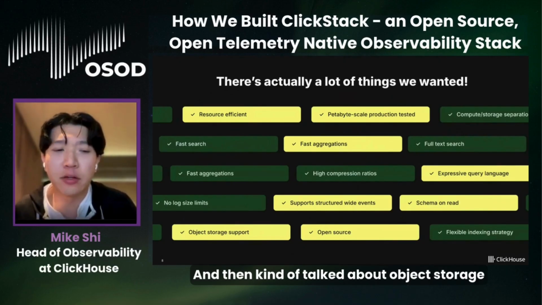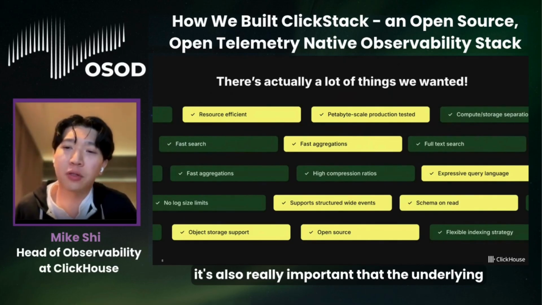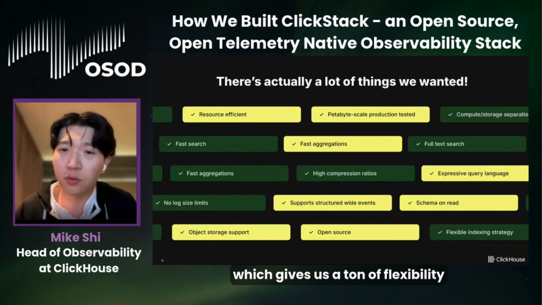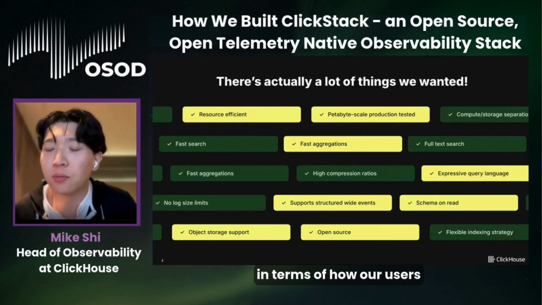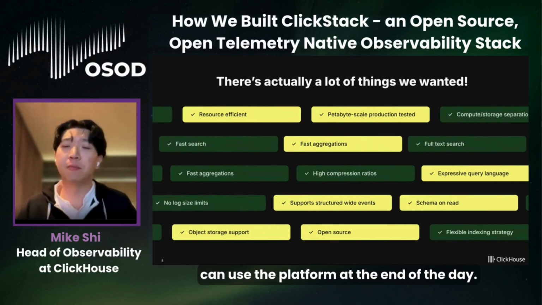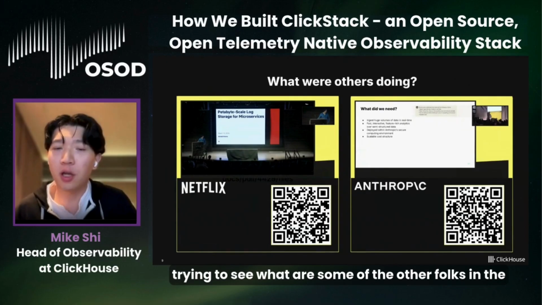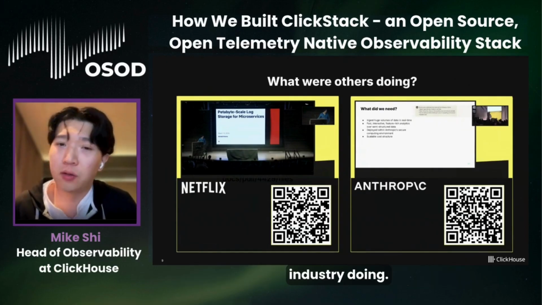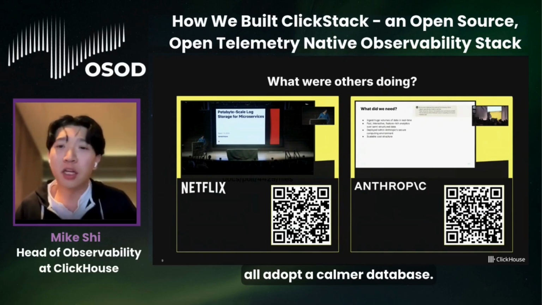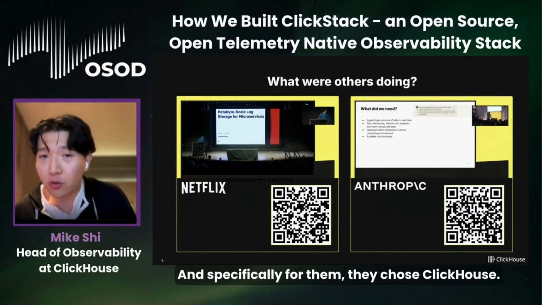And then we talked about object storage support. And as an open source product, it's also really important that the underlying data store is open source as well, which gives us a ton of flexibility in terms of how our users can use the platform at the end of the day. And we looked around to see what some of the other folks in the industry are doing. We saw companies like Netflix and Anthropic all adopt a columnar database for their next generation observability platform. And specifically, they chose ClickHouse.